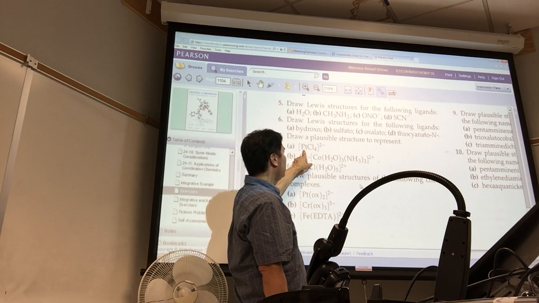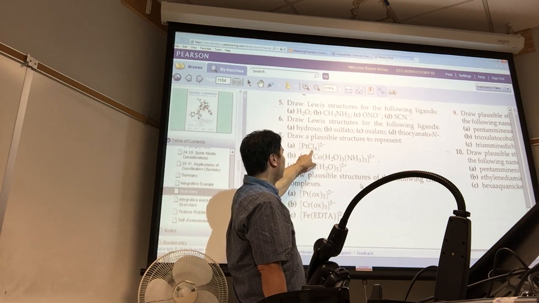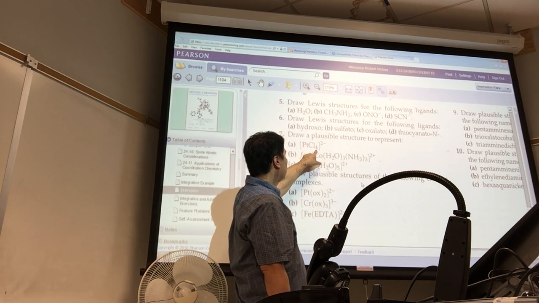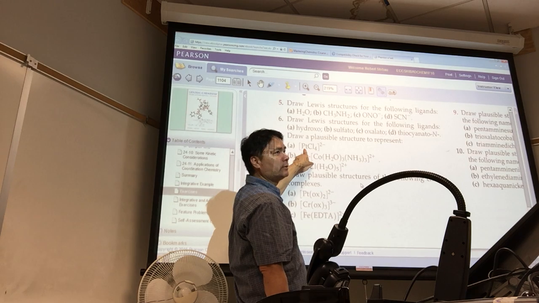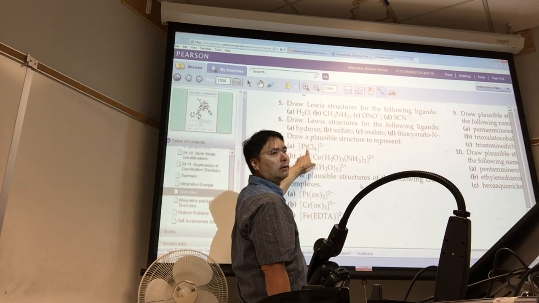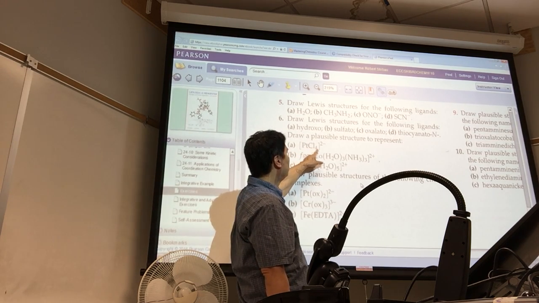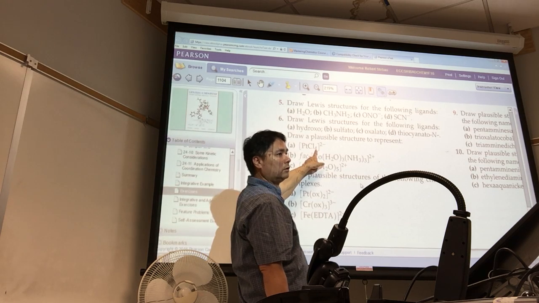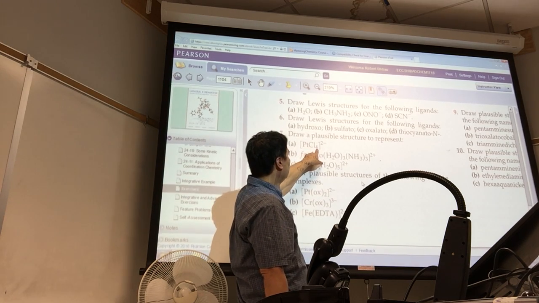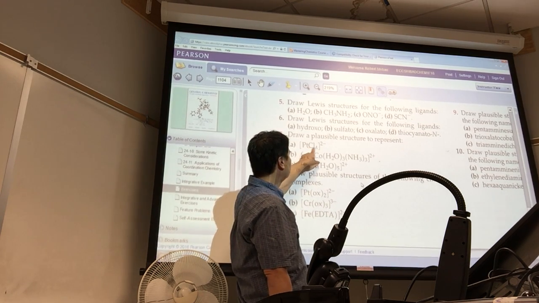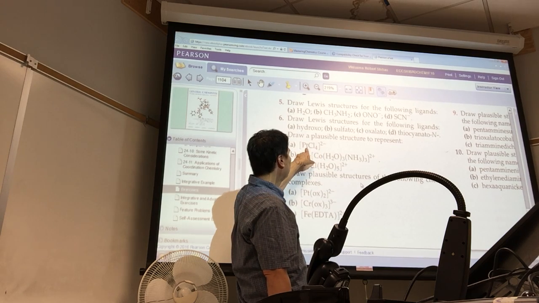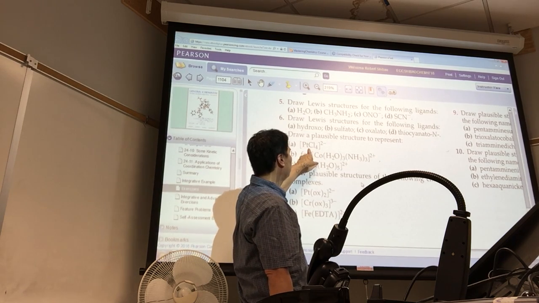Tetrachloroplatinum or platinate? Platinate. So tetrachloroplatinate, but what's the charge on platinum? Is it -2? The 2 plus. Oh, it's 2 plus, you're right. So this -4 plus 2 gives us -2, so it'd be Roman numeral 2. All one word, tetrachloroplatinum 2.